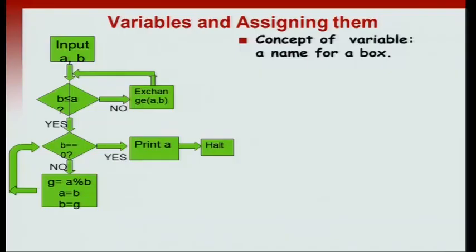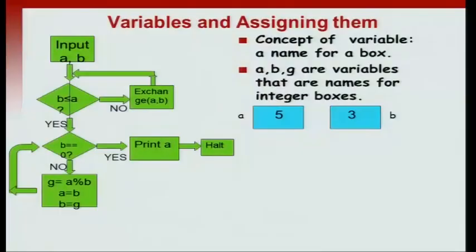Okay. Now, for the purposes of describing an algorithm, imagine that the variable is a box and it is the name of a box, and the value is stored inside the box. For example, A, B and G are the variables that we have used in the program, and they are the names for these integer boxes. So, if we are computing, let us say, the GCD of 5 and 3, then you might start with A equal to 5 and B equal to 3.